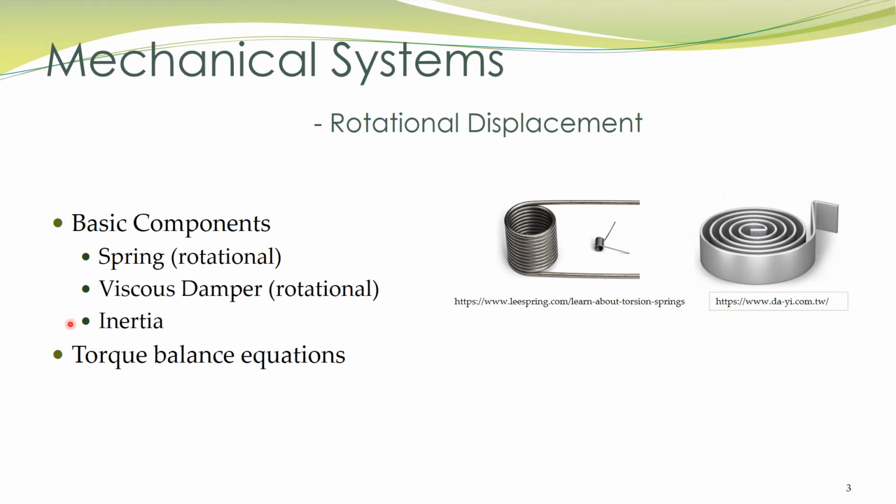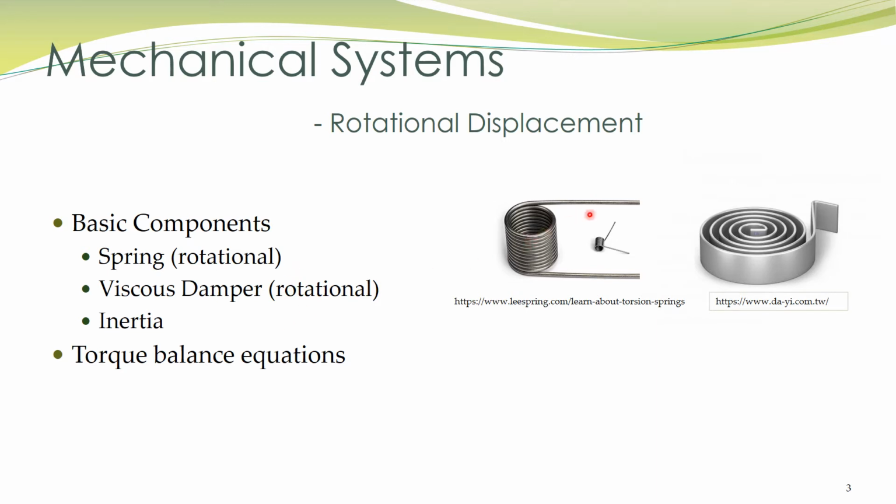You remember the strategy to model mechanical systems with translational displacement was to write the force balance equation, and for rotational displacement we write torque balance equations. That is, the sum of the torques acting on a body in clockwise direction is equal to the sum of the torques acting on that body in counterclockwise direction. Before we take some mechanical system and obtain its mathematical model, we briefly describe these three basic components.